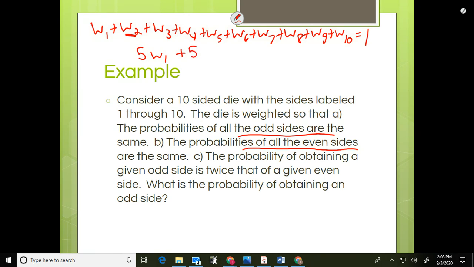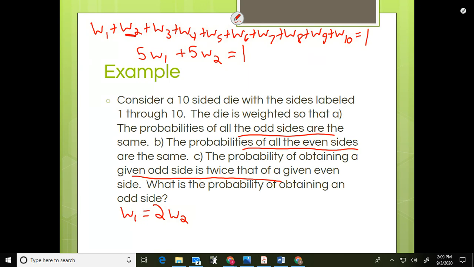So I can say 5W2. Those add to 1. All right, so now I've got just 2 variables. And I can use the last bit of information. Odd is twice probability of even. Okay, so think odd, W1 was odd. So odd is twice even.